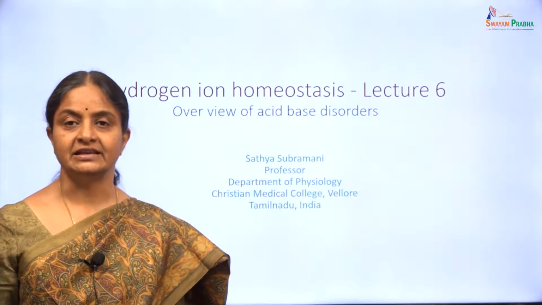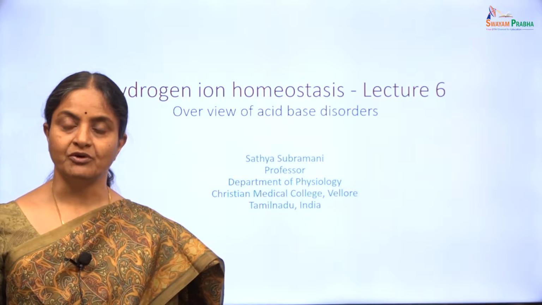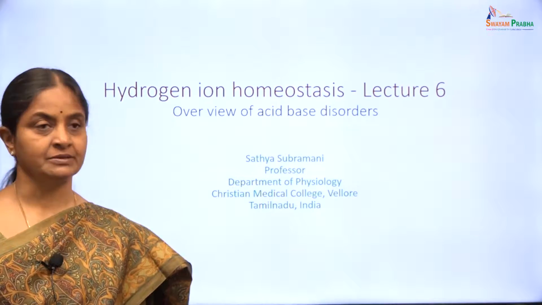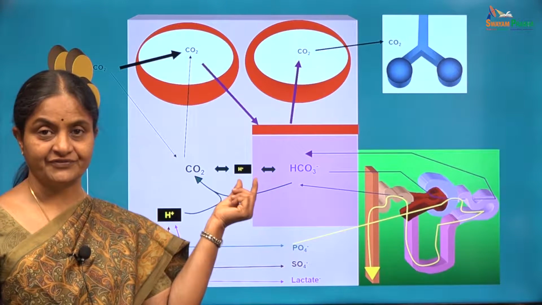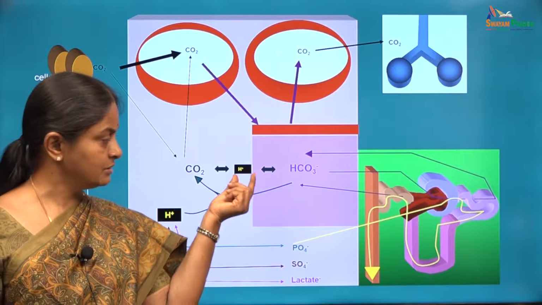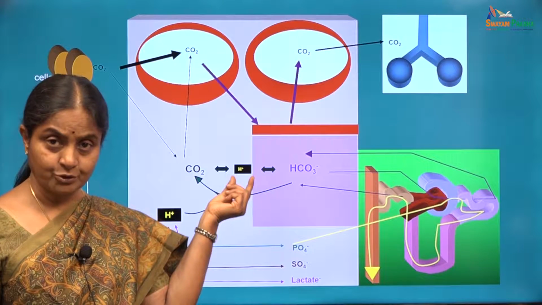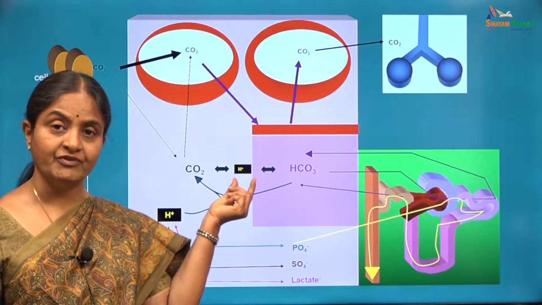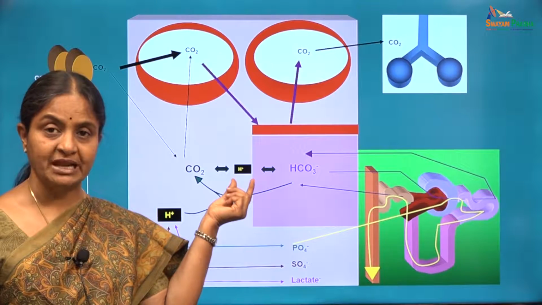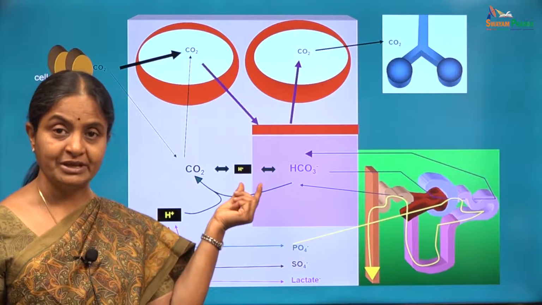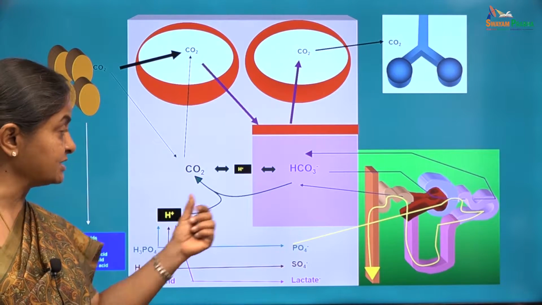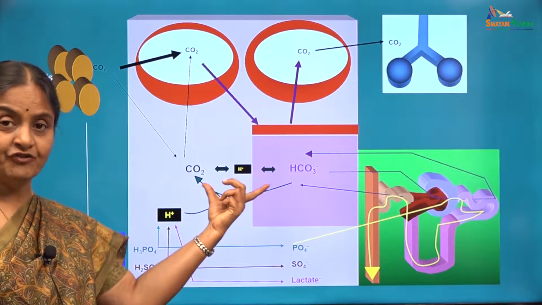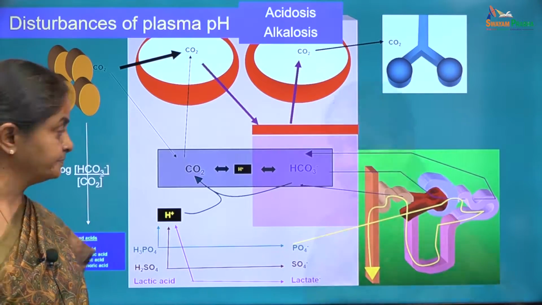Lecture 6 in this series is a short overview of disturbances of plasma pH. Plasma pH is the negative logarithm of its free hydrogen ion concentration. This proton concentration is at 40 nanoequivalents per liter, and that is what keeps the plasma or extracellular fluid pH at 7.4. The major determinant of plasma pH is the ratio of bicarbonate and carbon dioxide.